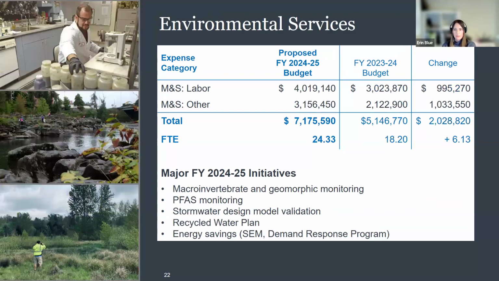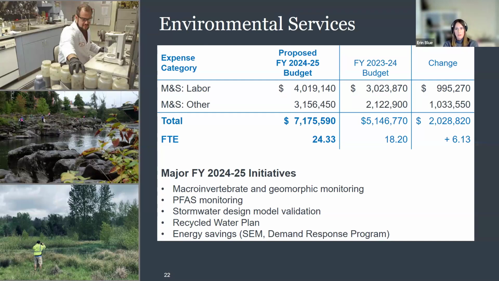Next slide, please. So environmental services, you can see that large increase in FTEs. That's from moving the resource recovery program into this line of business. The change in the budget is also from moving the resource recovery program's budget in, which is that budget's $1.9 million. So that accounts for most of the change.